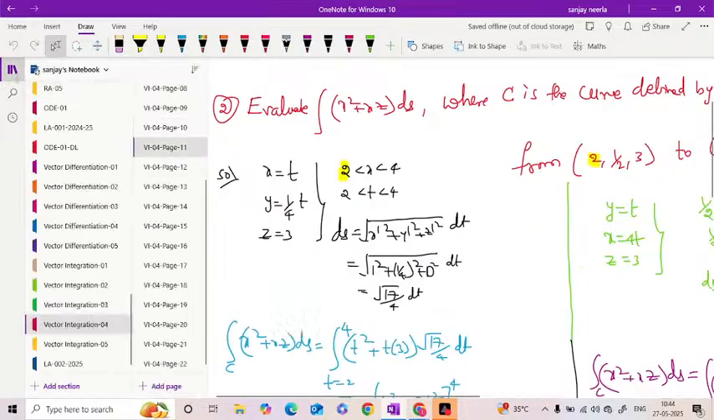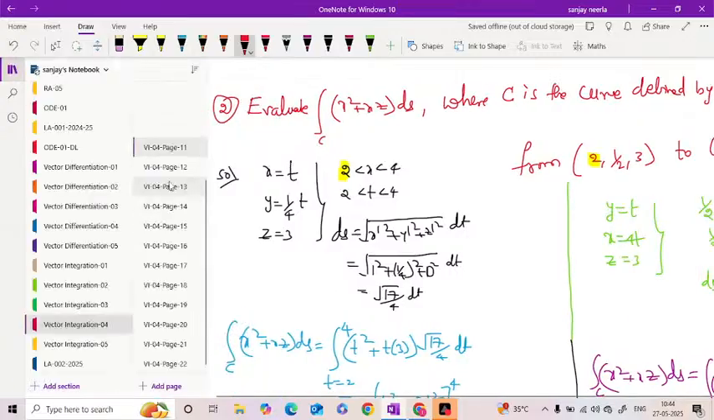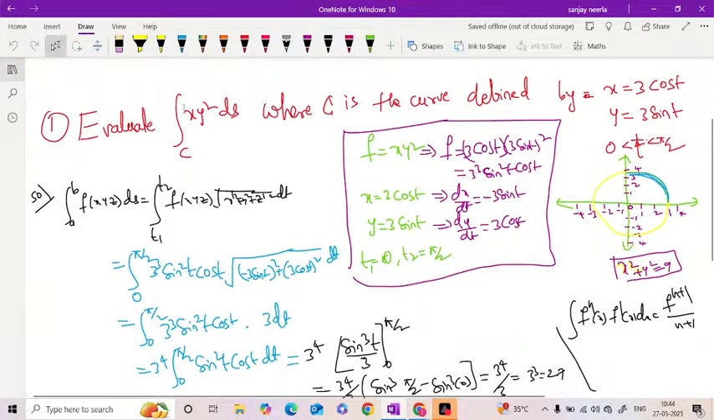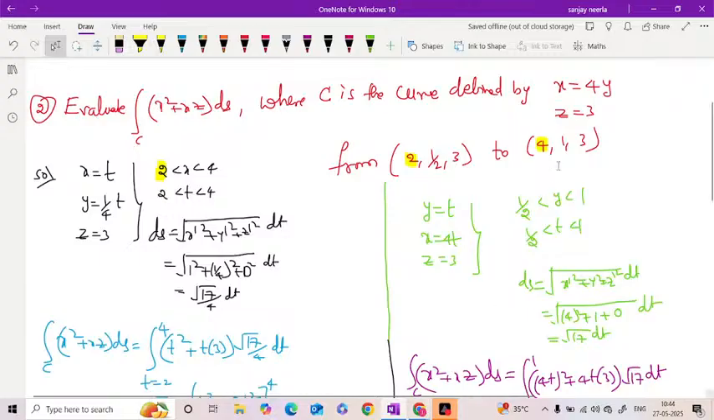And come to the next, second problem. Okay, here in the second problem, evaluate the line integral x square plus x z ds, where C is the curve defined by x is equal to 4y and z is equal to 3. Okay, observe in the previous problem they gave clearly x as a function of t and y as a function of t, but in the second problem they have not given the parametric form. They have given the curve x is equal to 4y and z is equal to 3. So from this we will find the parametric form.